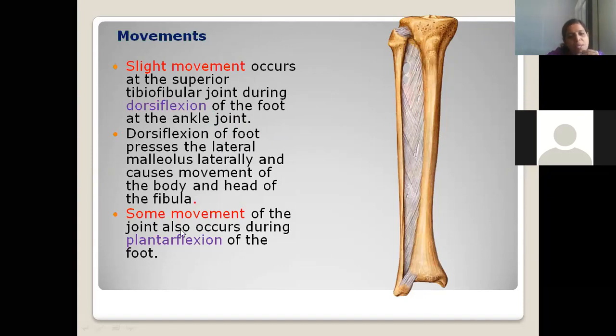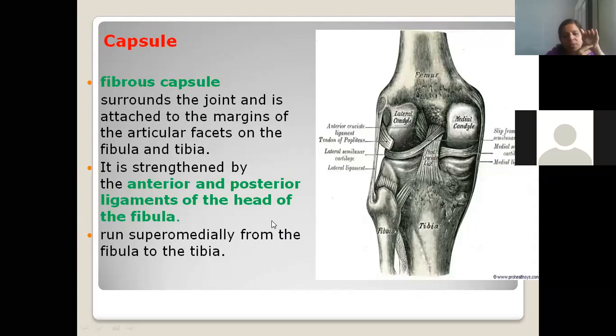Okay. Then some movement of the joint also occurs during plantar flexion. Okay. Plantar flexion is the opposite. When the sole is flexing, you call it plantar flexion. Okay. So let's continue.